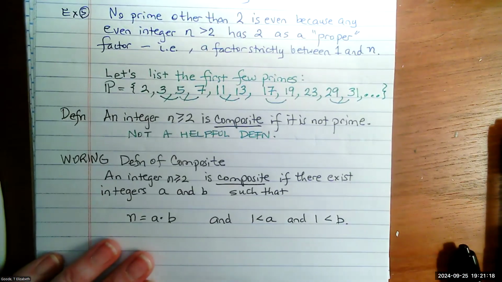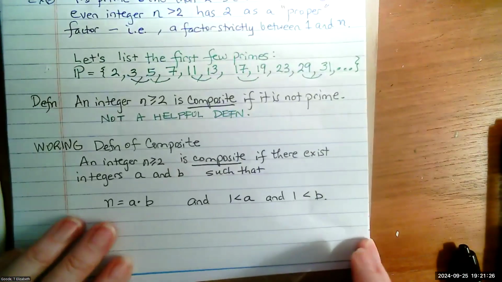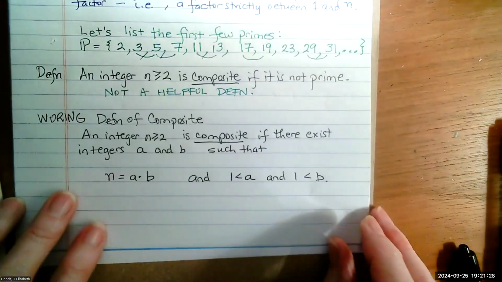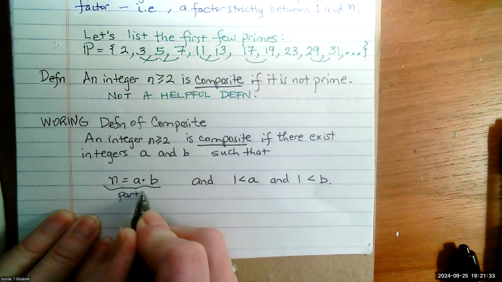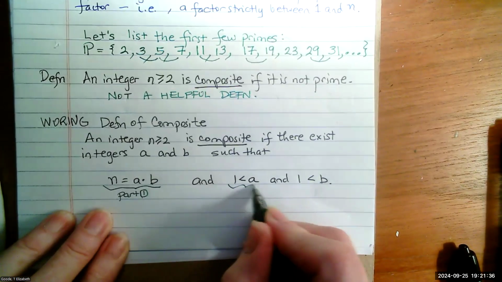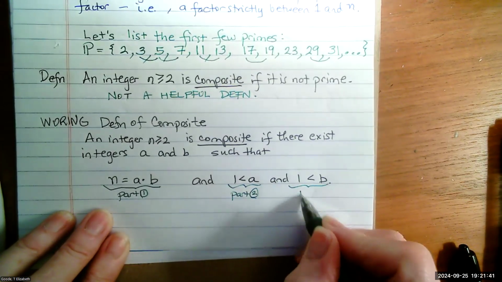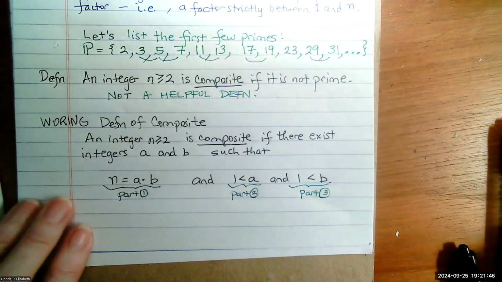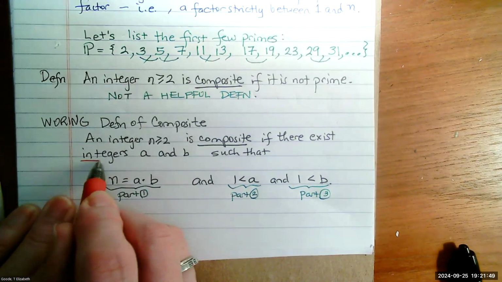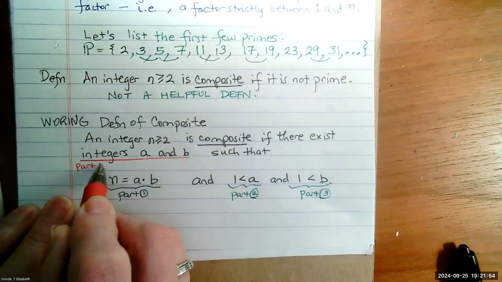All kinds of proof money here, folks. You got all kinds of stuff going on with this. Okay, so here we go. We've got part 1, n equals a times b. That's an equation. Part 2, 1 is less than a. Part 3, 1 is less than b. And in fact, it's kind of embedded up here in the text, but this could be like the part 0, information about a and b. They're both integers.